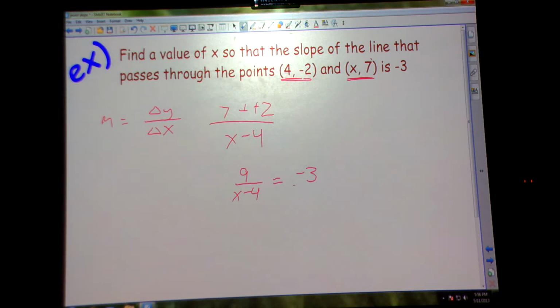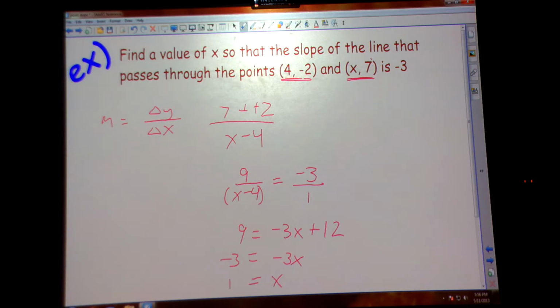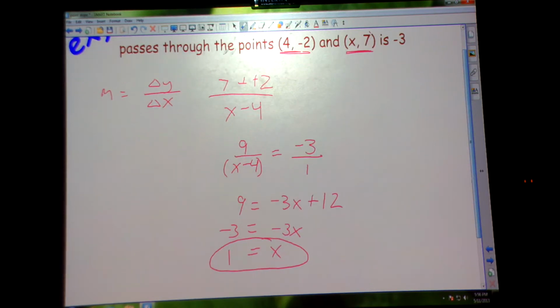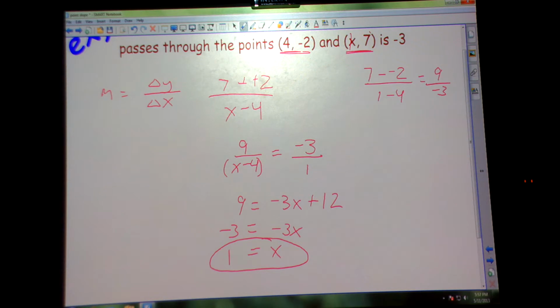To solve that, I simply cross multiply. So I have 9 equals, make sure you distribute that -3, -3x plus 12. Subtract 12 from both sides, I get -3. So x is 1. And of course I can check that by finding the slope if x was 1. 7 minus -2 over 1 minus 4 will give me 9 over -3, which is -3.